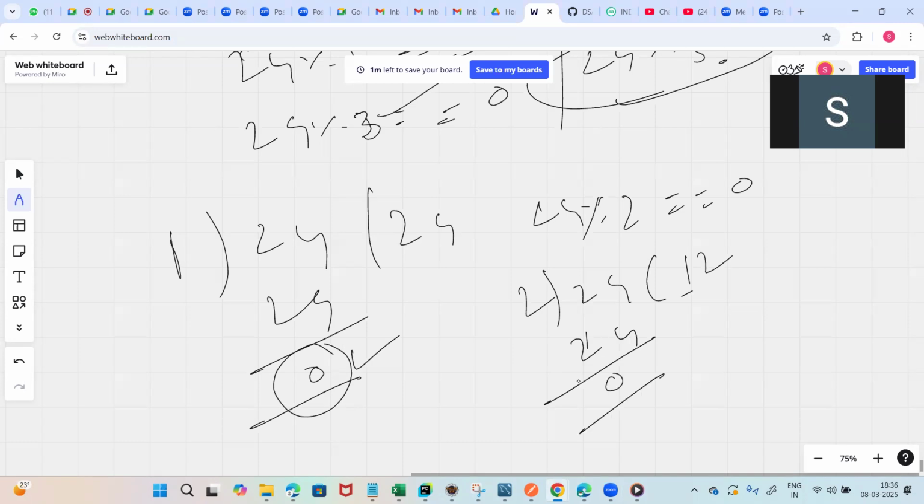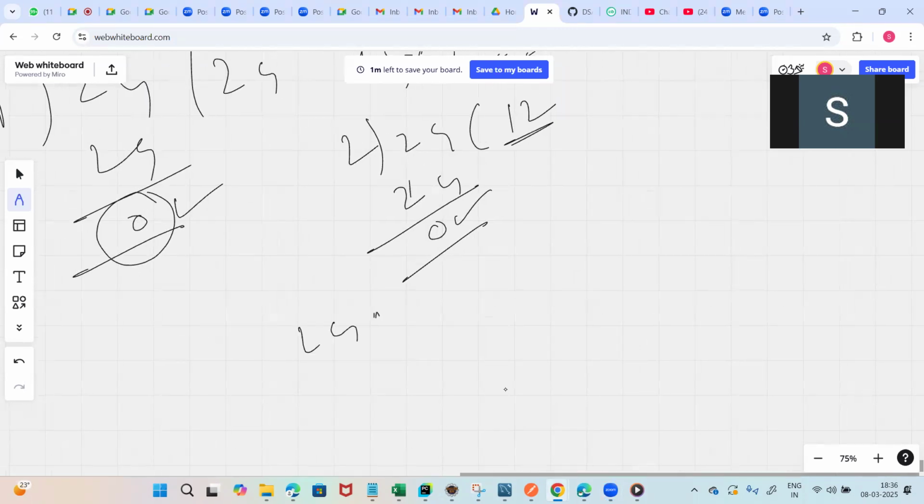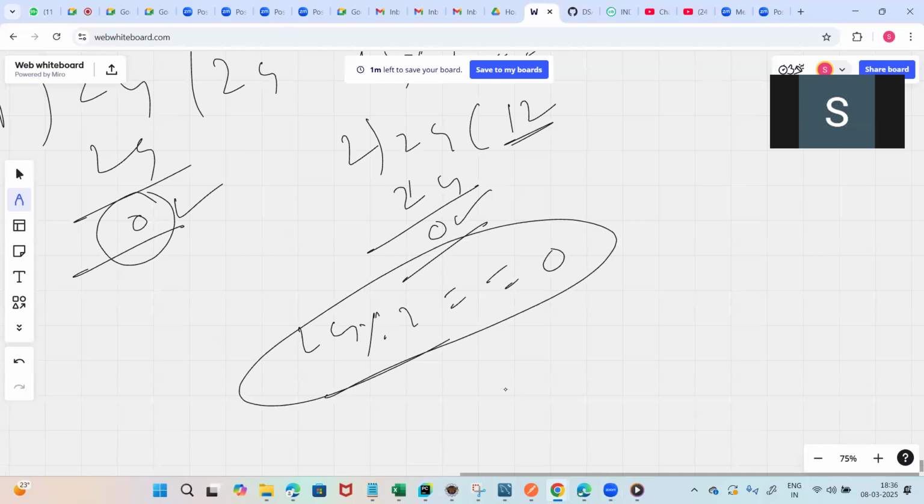See, it divides 24 and my remainder is 0. So you can write this as 24 modulus 2 equal to 0. This is the meaning, Kundan.